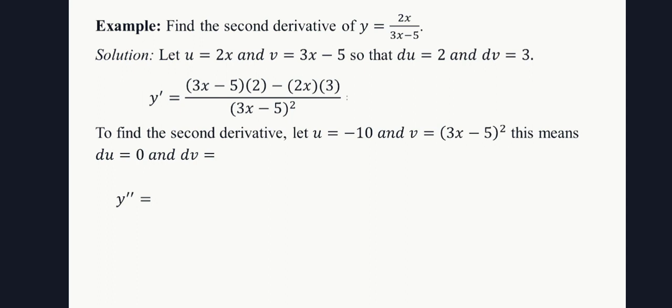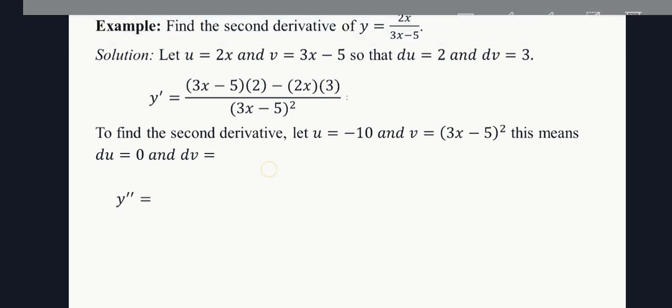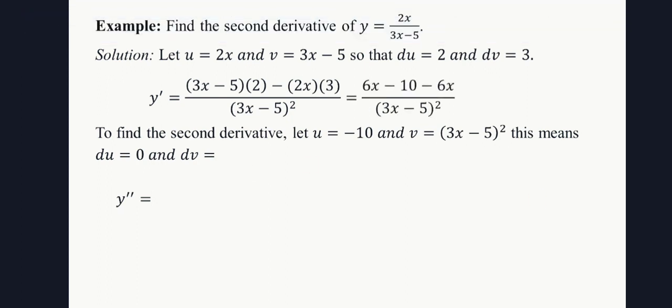Okay, then simplify natin further. Distribute property of equality. So, 2 times 3x is 6x. 2 times negative 5 is negative 10. Negative 2x times 3 is negative 6x. Then, copy yung nasa baba. Simplify further. Combine like terms. 6x minus 6x is 0. So, may iwan na lang is negative 10. Copy yung nasa baba. And this is our first derivative pa lang. So, yung nahanap natin dito is the first derivative of your function.